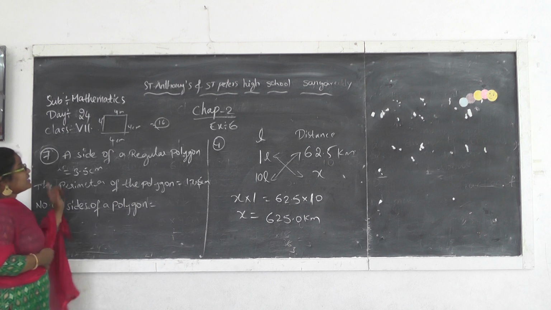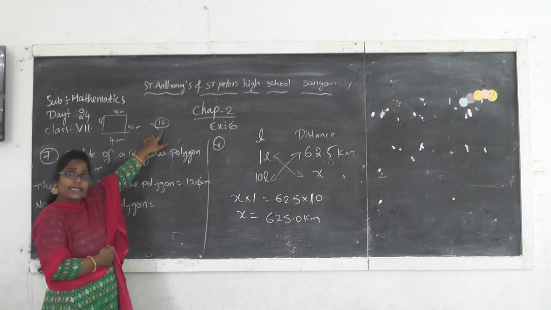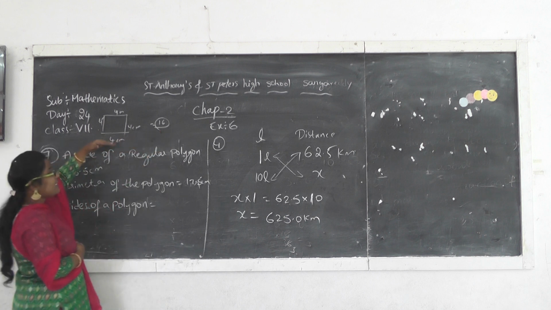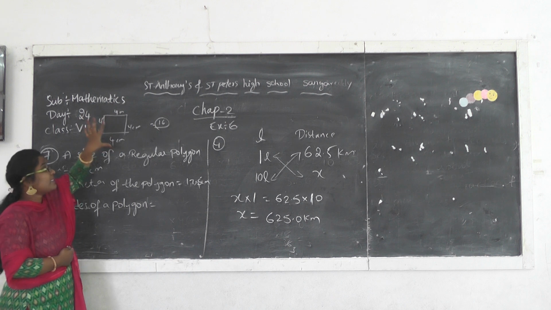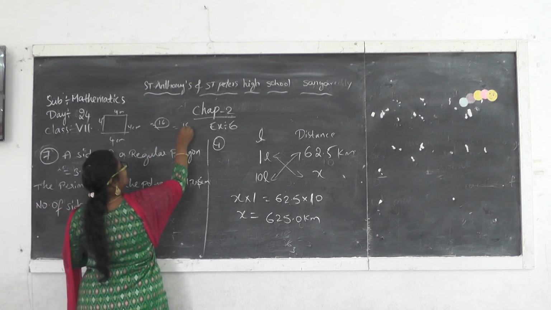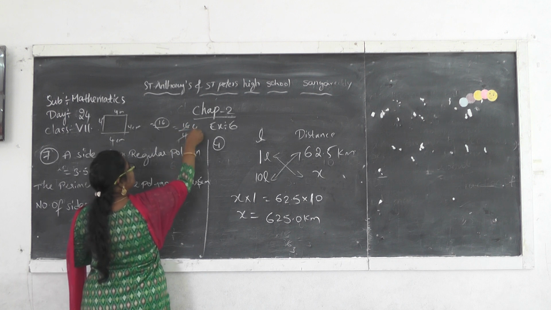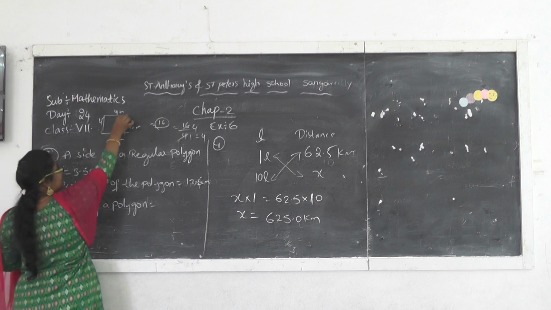If the perimeter of the square is 16 centimeters and each side is 4 centimeters, how many sides does the polygon have? What will you do? First we should do 16 divided by 4. 4 ones are 4, 4 fours are 16. It is nothing but 4 sides. So a square has 4 sides.